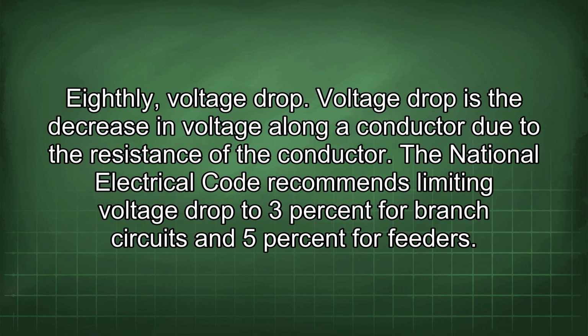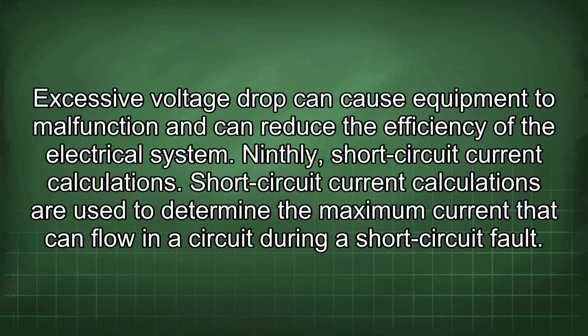Eighthly, voltage drop. Voltage drop is the decrease in voltage along a conductor due to the resistance of the conductor. The National Electrical Code recommends limiting voltage drop to 3% for branch circuits and 5% for feeders. Excessive voltage drop can cause equipment to malfunction and can reduce the efficiency of the electrical system.